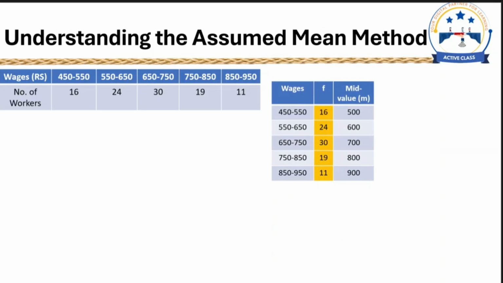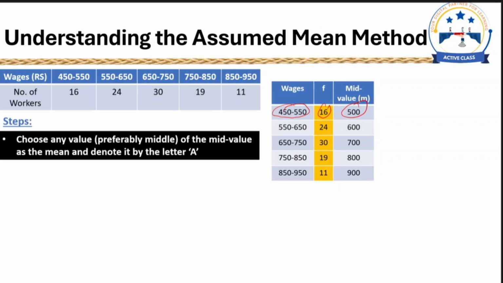In this method as well, we'll be making the frequency table with mid value first. That is, in the class interval 450 to 550, there are 60 workers and the mid value between 450 and 550 is 500. Okay? And follow the same process to make the frequency table and mid value. Up to here, the process is same. Now let's do the further steps.